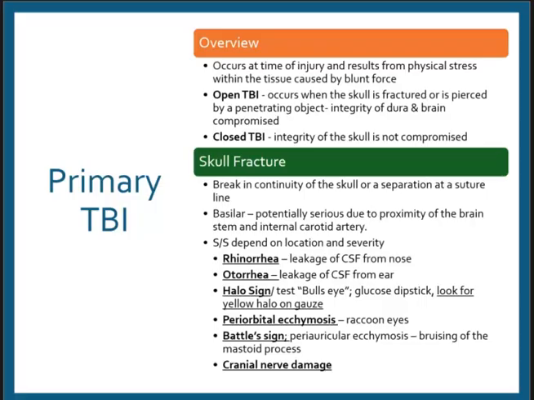I call it a fried egg looking thing, but it's a bullseye. So glucose is going to separate from the CSF fluid. So look for the yellow halo on the gauze. Periorbital ecchymosis, that's the raccoon eyes. So you'll have bruising around the eyes. Battle sign is the postauricular ecchymosis. So you'll have bruising around the ear area or the mastoid bone.